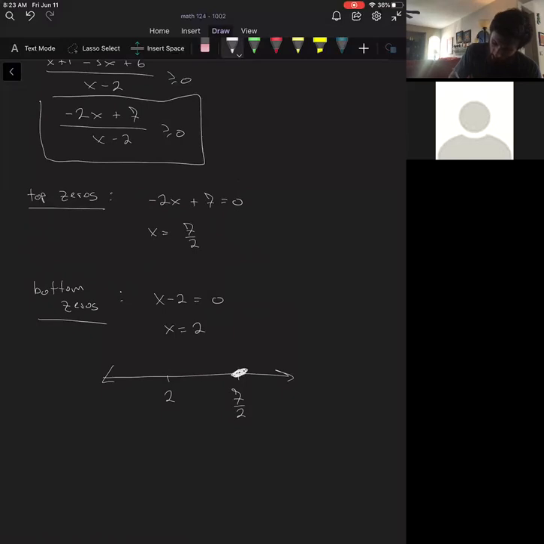And the bottom 0 always gets an open circle. All right, so now we have to test some points. So here we can plug in 0. So in between 2 and 7 over 2, 7 over 2 is 3.5, so we can plug in just 3. And then over here, we can plug in 10.